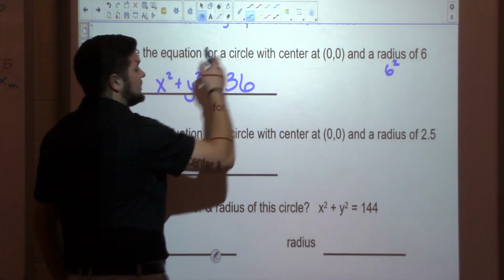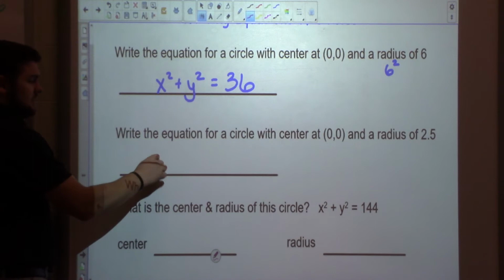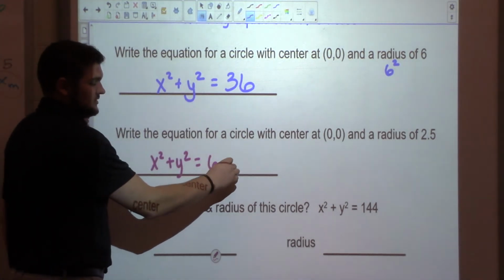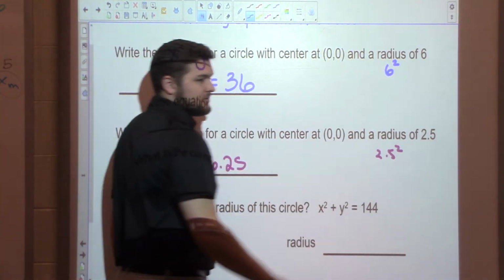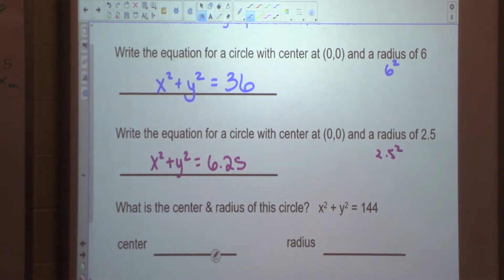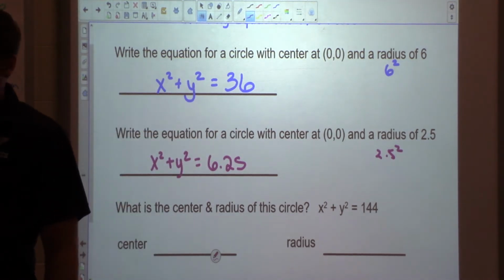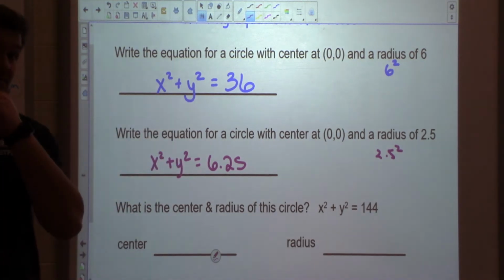Well, let's try this one. The equation for a circle centered 0, 0, radius of 2.5. Well, x squared plus y squared equals 6.25. So I'm taking 2.5 and I'm squaring it. Good. Does that make sense so far? Okay. So these equations come right from Pythagorean Theorem. If you drew that circle out, you can plug any x and y value in that's on the circle, and it should equal your radius squared.